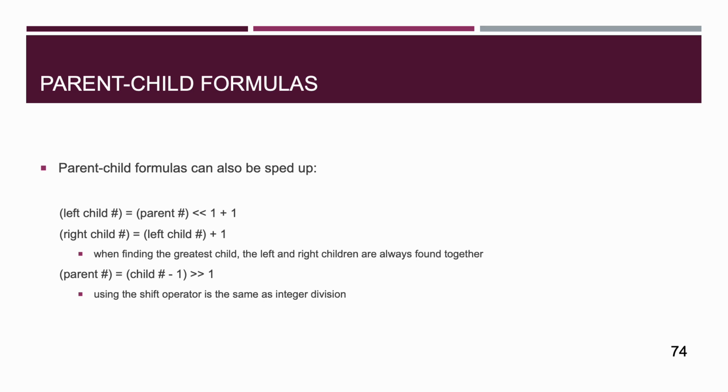So here we have a parent-child formula that can also be sped up. We can just write left child equal to parent shifted left by 1, plus 1. So using these functions we can speed up the parent-child formulas that we saw earlier.